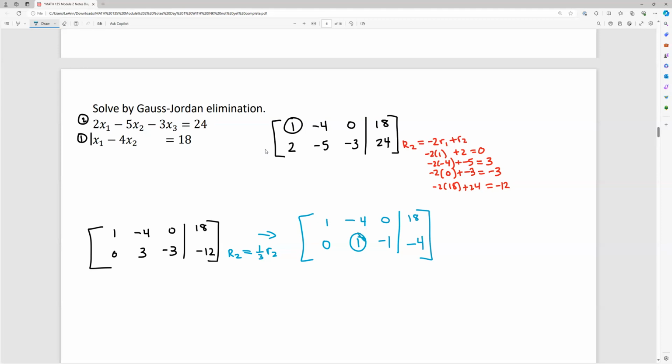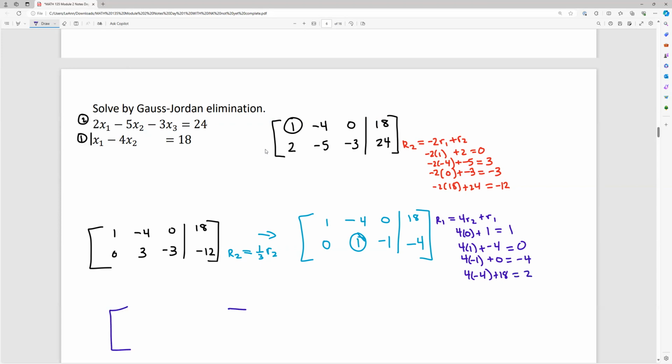So we're going to try and clear out the 0 in row 1 for that negative 4. We're going to make that a 0. So row 1 is going to be 4 times the row 2 entries plus the row 1. So that would be 4 times 0 plus 1, 4 times 1 plus negative 4, 4 times negative 1 plus 0, 4 times negative 4 plus 18. So we're going to get 1, 0, negative 4, and that one will be positive 2.